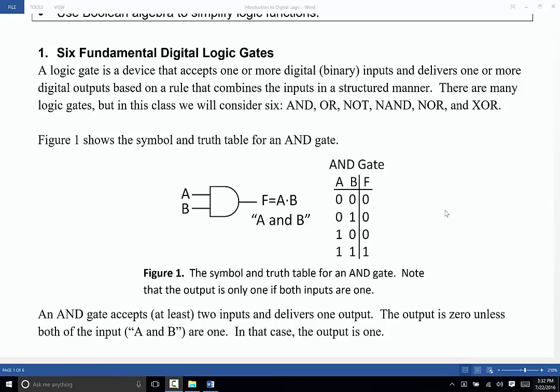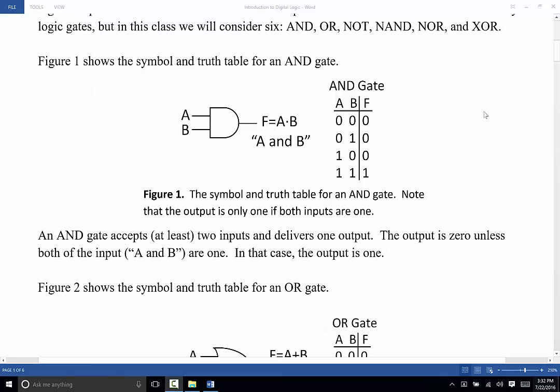Now there are many of these, but we're going to consider 6. There's the AND, the OR, the NOT, the NAND, the NOR, and the XOR. Of these, the AND, the OR, and the NOT are the most important, so we're going to spend most of the time on those. Here you can see the symbol for an AND gate.